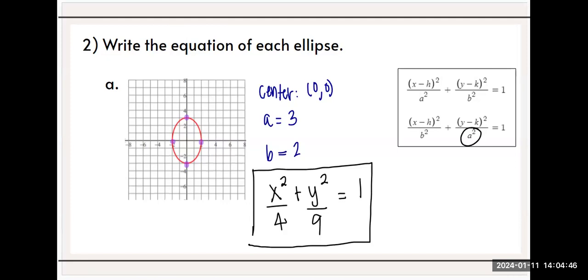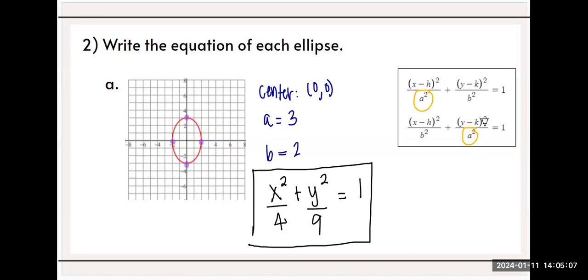So A is either going to go here if it's longer across, or here if it's longer up and down. Yep. It retreats to the right.